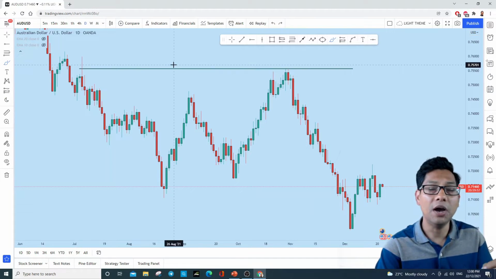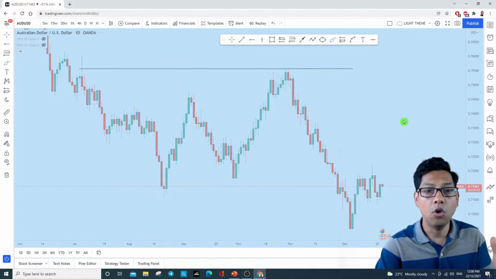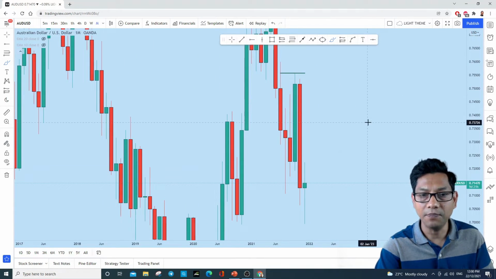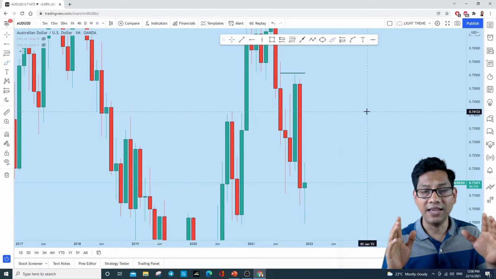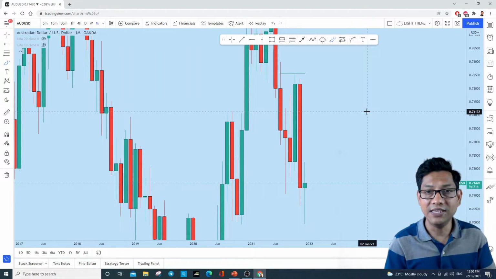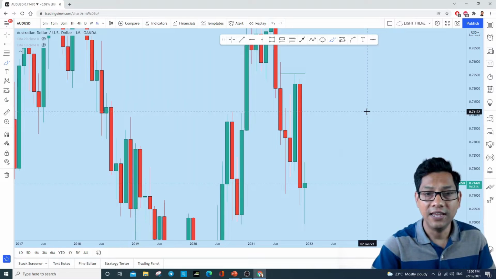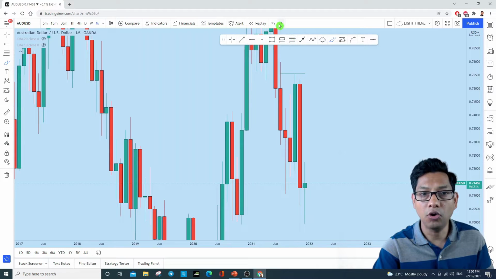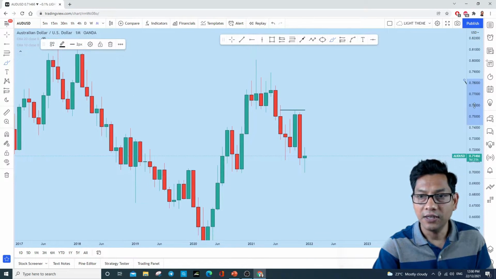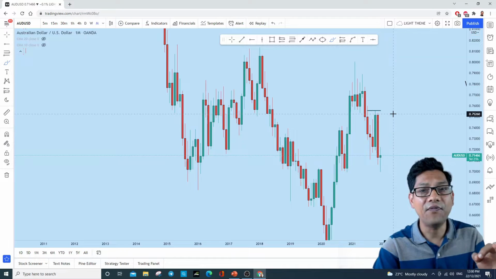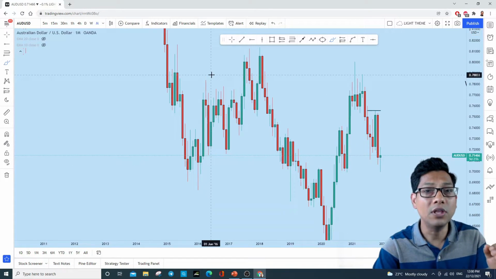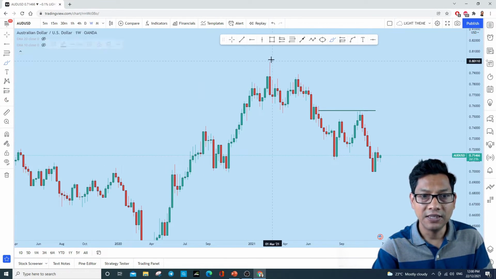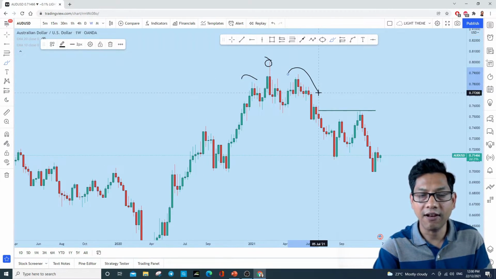Now let's jump on to a higher time frame. Let's see the monthly time frame. When you go to the monthly time frame, it makes sense why this reversal on the daily in this zone is so significant. Look at this. You see it is a clearly defined head and shoulder. Now if you go to the weekly time frame, you will see this head and shoulder. This is the head, the left shoulder and the right shoulder.